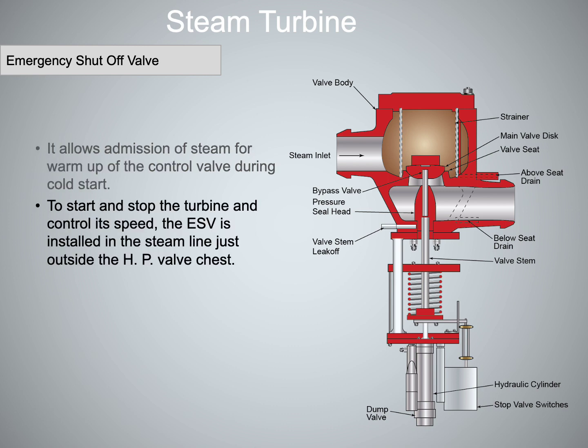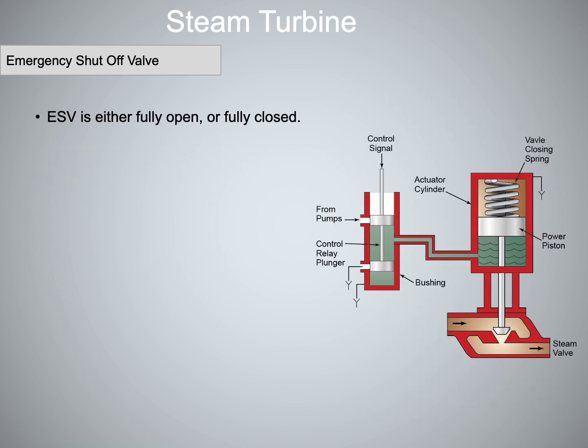To start and stop the turbine and control its speed, the ESV is installed in the steam line just outside the HP valve chest. The ESV is either fully open or fully closed.